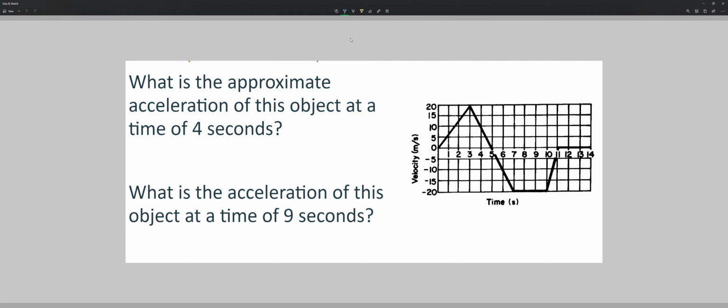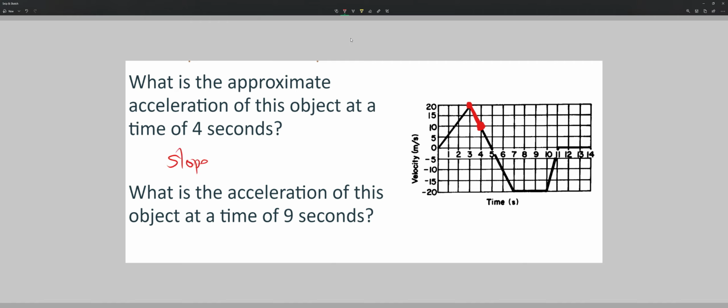So what is the approximate acceleration of this object at a time of 4 seconds? I'm going to use a lighter color, let me just use red. So at 4 seconds, your coordinate is there, so you're on that line. Well, I'm going to take that part of the line.